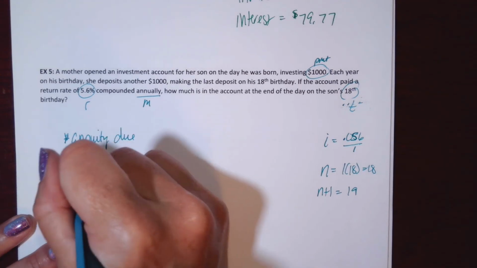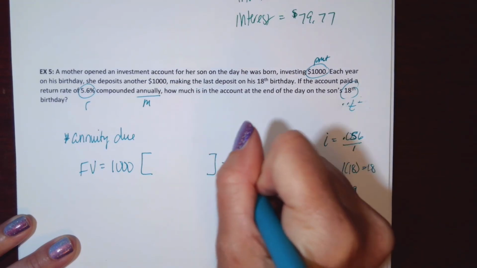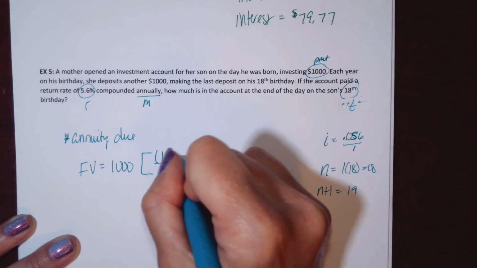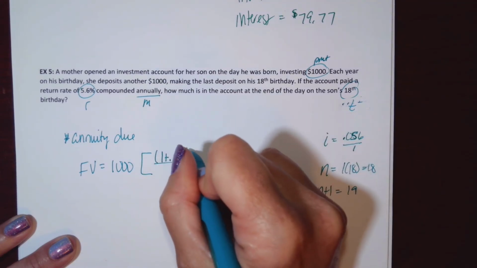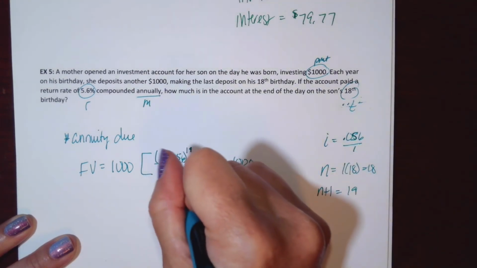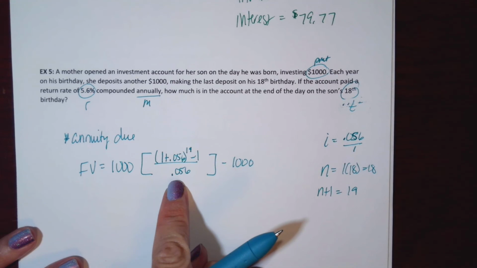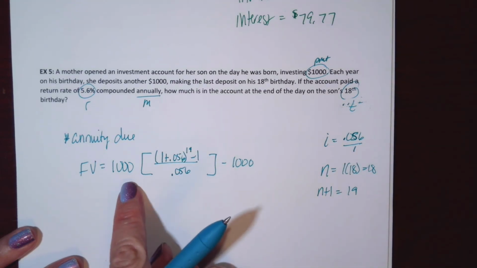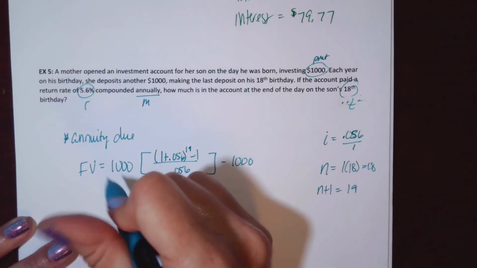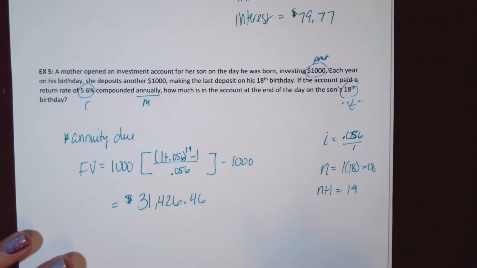Alright, so let's set it up. Our future value of our annuity due, we're making those $1,000 deposits. We're going to have to subtract out a deposit at the end. Inside parentheses, we've got 1 plus 0.056 raised to the 19th power because it's n plus 1, minus 1, over 0.056, that value I. Work inside your parentheses first, then multiply by the 1,000, and then finally subtract out that 1,000. So the future value of that annuity is $31,426.46.